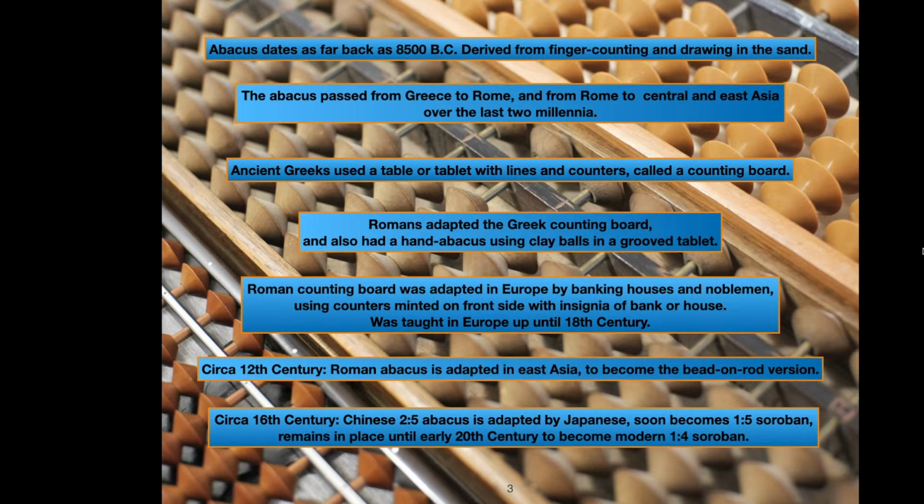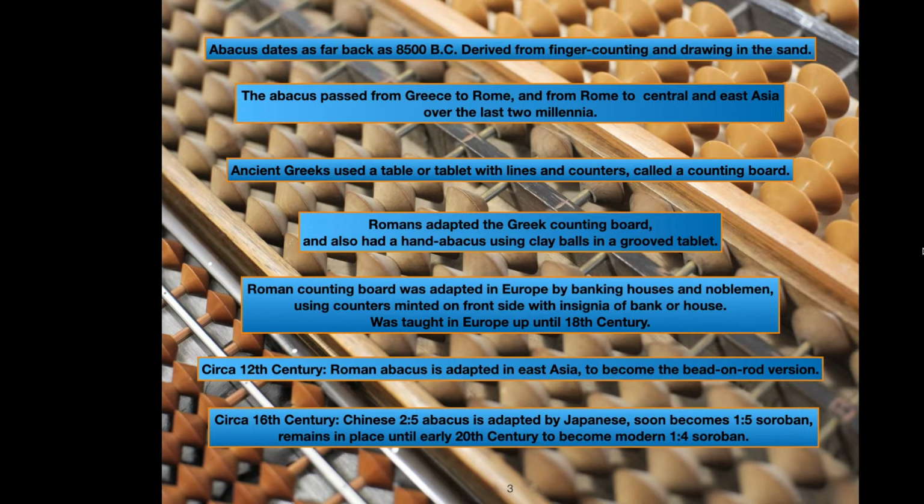And around the 16th century, the Chinese 2-5 abacus was then adapted by the Japanese culture, as they did a lot of Chinese culture, and they soon got rid of the extraneous upper bead and they made it into the 1-5 abacus, which they called Soroban.